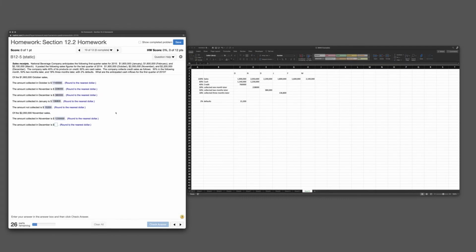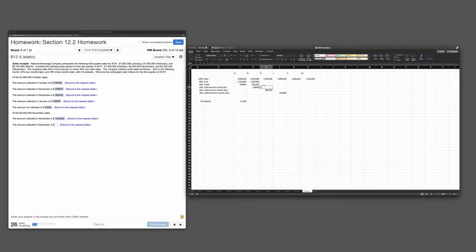Okay, so now let's move on to the credit. We need to figure out the credit in November. We're still in November, but now we're figuring out the credit. Of course, we can subtract our cash from our sales, or we can just take our 40%. We know 40% is credit. So now we have to figure out when we're going to receive that 820,000.